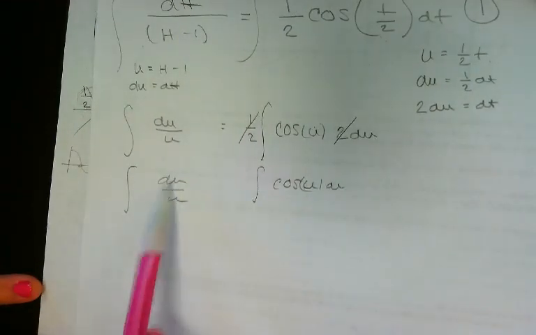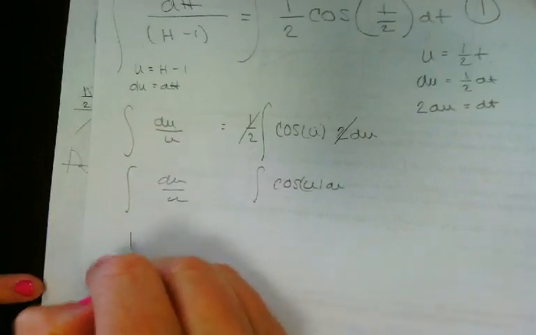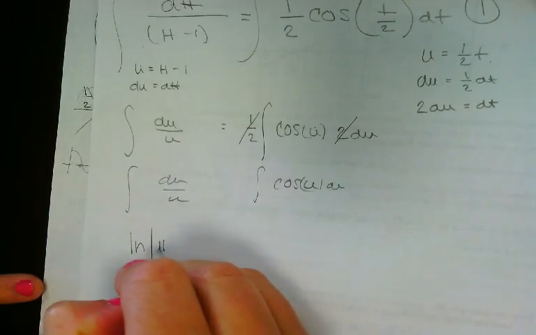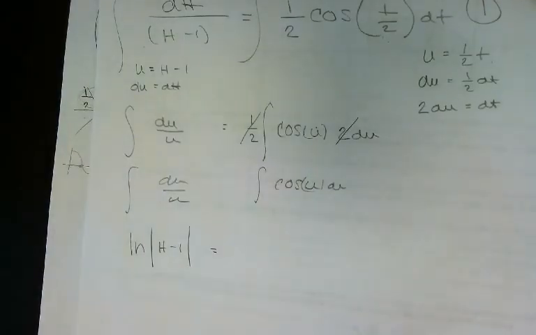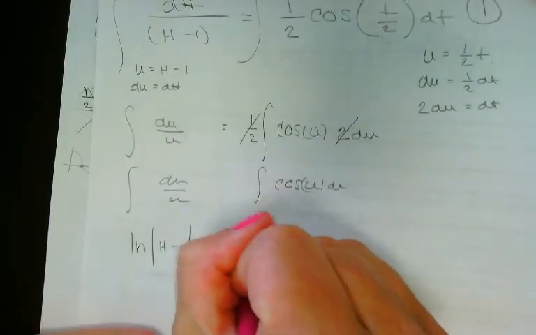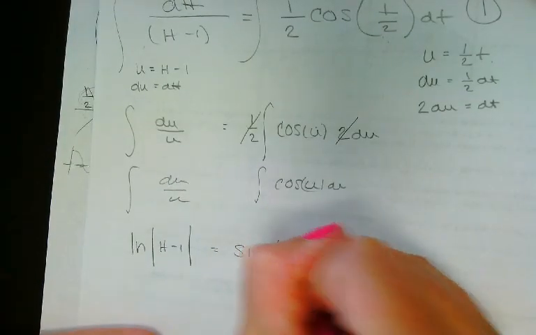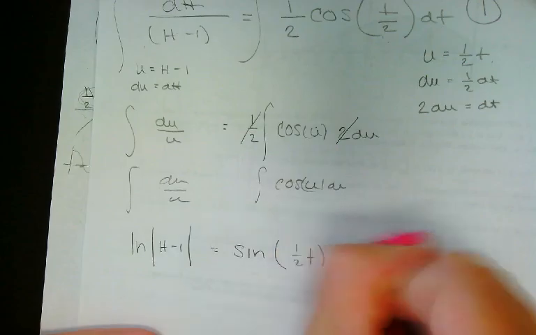This left side, anytime I have a du over u, becomes the ln of the absolute value of h minus 1. And on this side, I'm saying, who do I take the derivative of to get cosine? Definitely a positive sine. So I'm going to say it's the sine, and my u was 1/2 t plus c.